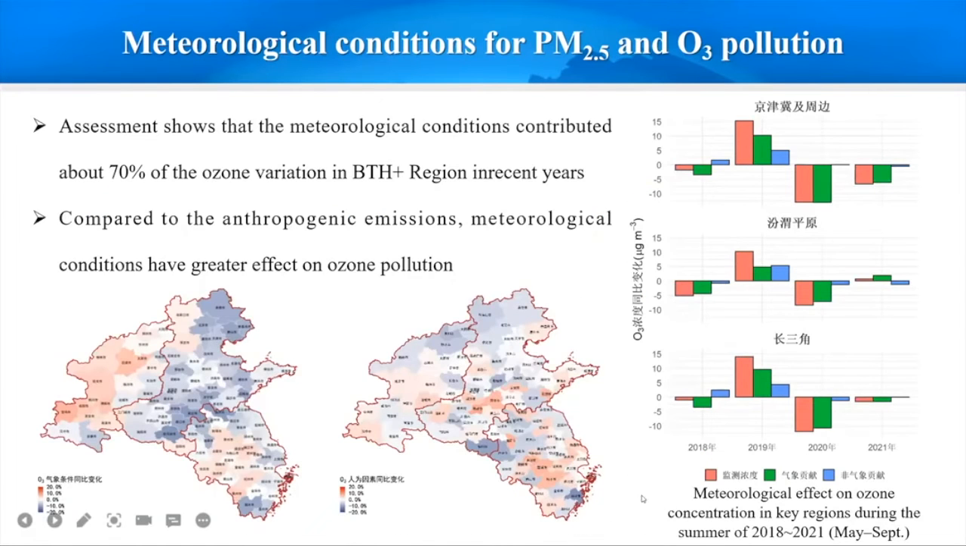And we also did some assessment for the last several years. Assessments show that the meteorological conditions contributed about 70% of the ozone variation in the BTH region in recent years. Compared to anthropogenic emissions, the meteorological conditions have greater effects on ozone pollution than on PM2.5. So in just a few consecutive years, the ozone pollution variation may be dominated by the meteorological conditions.